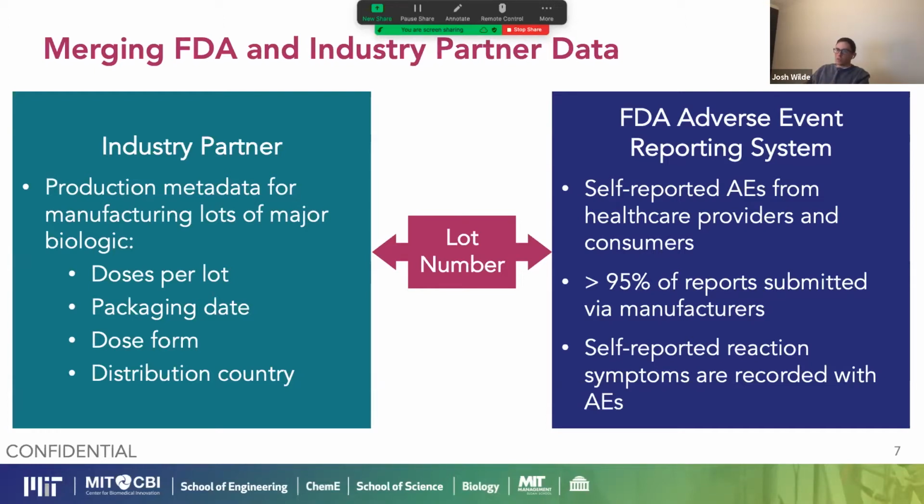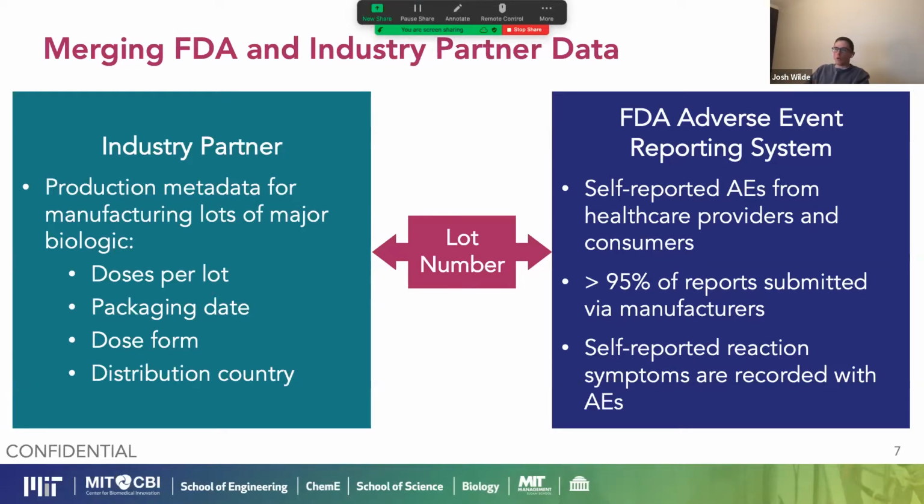And so what we've been able to do for one particular product is match this lot number from the FDA to lot metadata that helps us understand characteristics of the lot that are really important to our modeling. And the main characteristics I'm listing here. So we know the lot size, so we know how many doses are in each lot, and we know how many adverse events are in each lot.